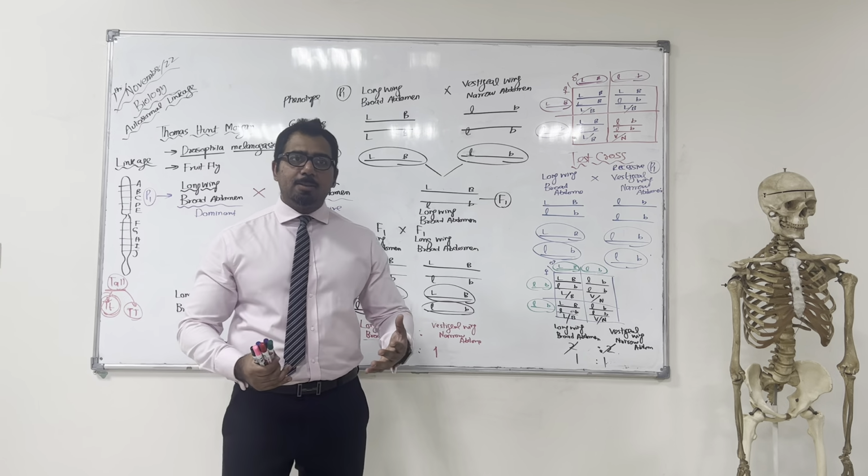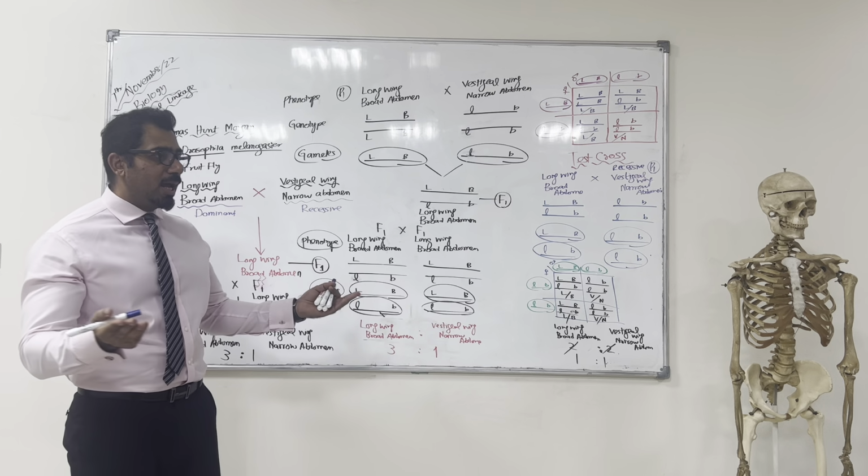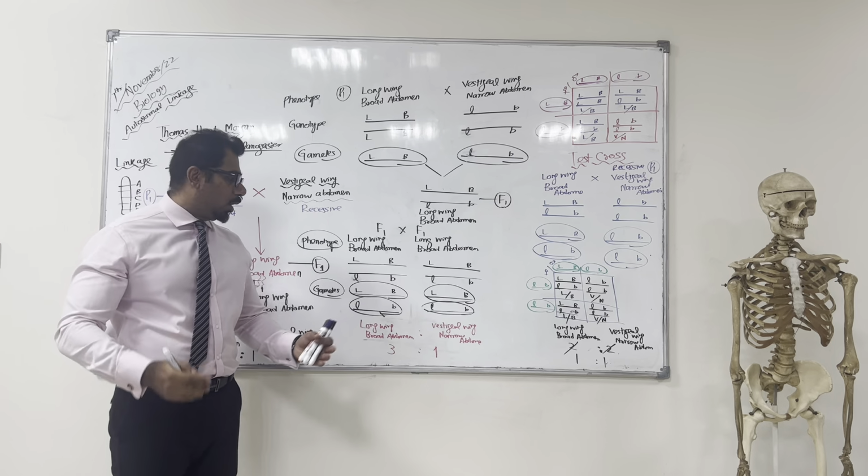And when we cross F1 with F1, both alleles always move together. They do not separate because they are close to each other on the chromosome. So four types of gametes are formed. When we make the Punnett square, we get only 3:1. Understood everyone?